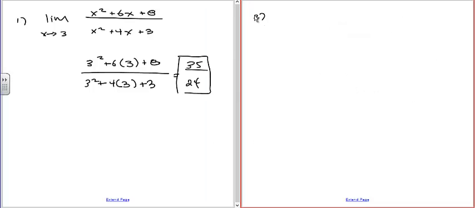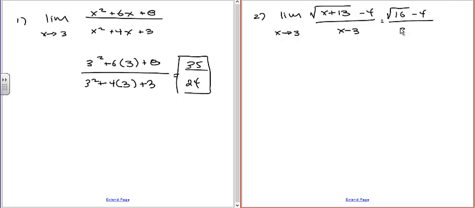Okay, the second one. So again, we're going to first just plug in the number and see what we get. But first, let me write the problem down. So you'll see what happens is we get the square root of 16 minus 4 over 3 minus 3. Square root of 16 is 4. 4 minus 4 is 0. 3 minus 3 is 0. So it is indeterminate. So what we need to do is use rationalization because we have the square root.